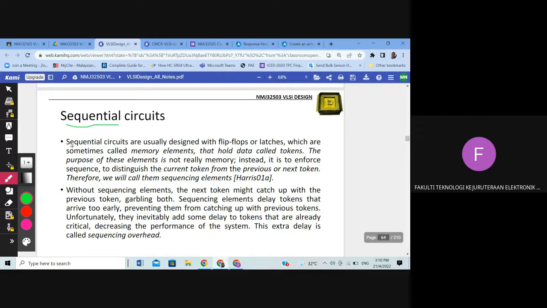So here is the definition from the textbook. What is actually a sequential circuit? Basically, a sequential circuit is usually designed with flip-flops or latches. These two components, sometimes we call them memory elements. So what is the difference between flip-flop and latches? Any of you can guess the answer?